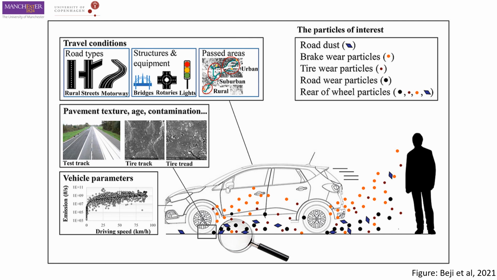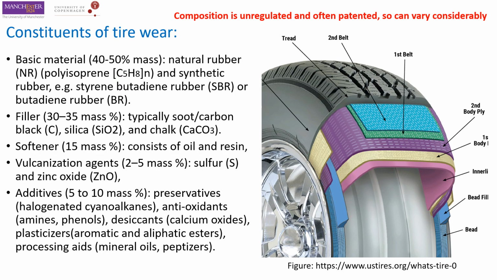The size range of tyre wear particles can range from 10 nanometers to several hundred micrometers. This is a nice slide to highlight that we get variations in size from things such as road surface, tyre brand, braking, accelerating, cornering, and additives. There are numerous constituents of tyre wear, which are added for several reasons, primarily safety, performance, and durability. The composition is currently unregulated and often patented, so can vary considerably. This will change in the next few years, but at the moment it is unregulated.